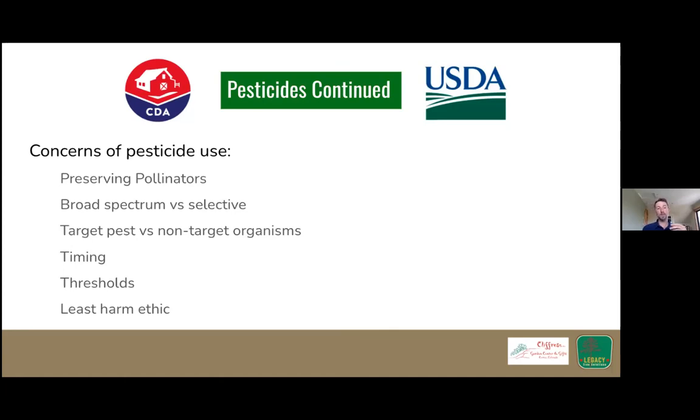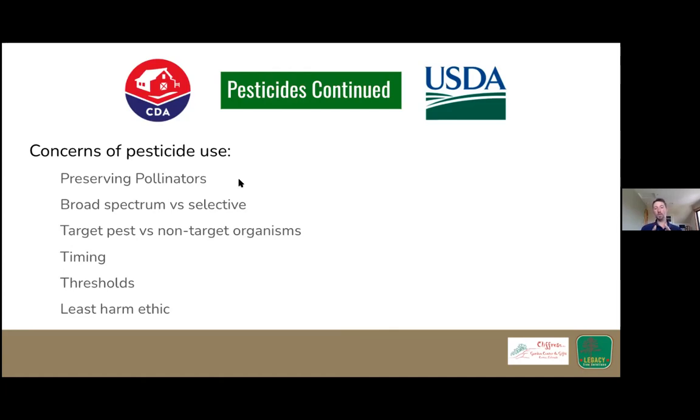You want to protect them. You want to think about how you can be as selective as possible, meaning you're only affecting the target organism and not non-target organisms. So you have broad spectrum versus selective. You have target pests versus non-target pests. You want to preserve those beneficial insects. Timing, I've already talked about. There are life stages that insects are vulnerable during, such as the crawler stage. And then you have thresholds.